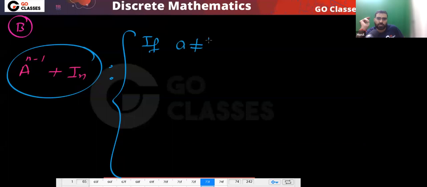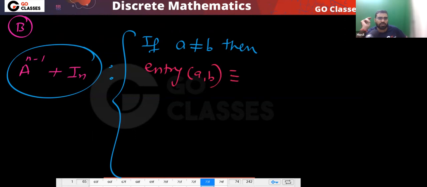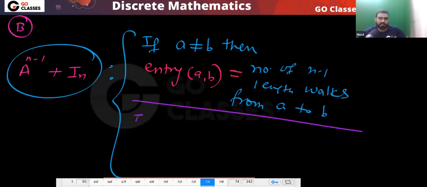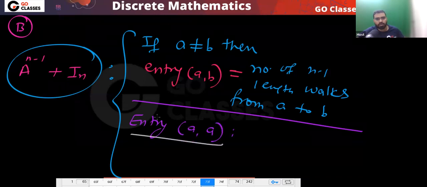If A is not equal to B, then what is it doing? Then entry AB, what is that? That is equal to the number of walks, the number of n minus one length walks from A to B, correct? And if you have A comma A, what about entry A comma A? That will be the number of walks plus one, right? Yes or no? It will be one plus the number of n minus one length walks.